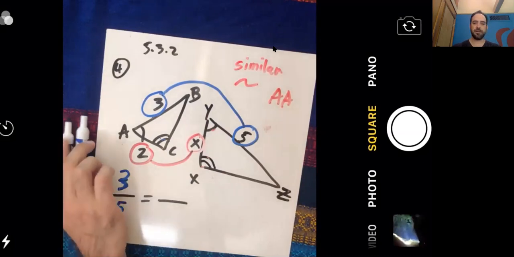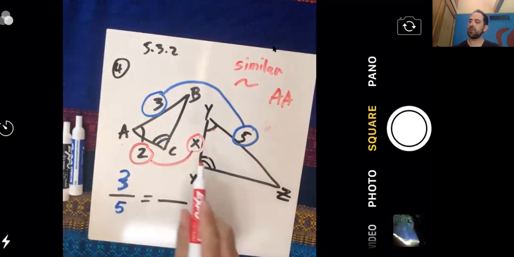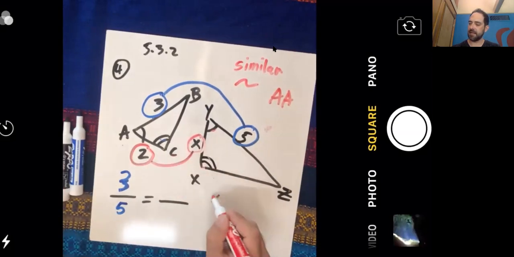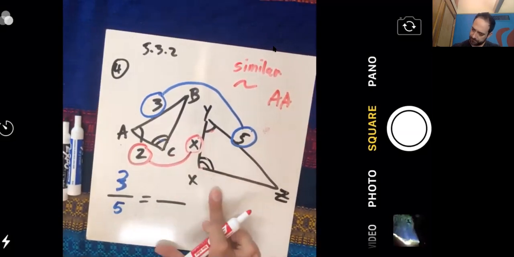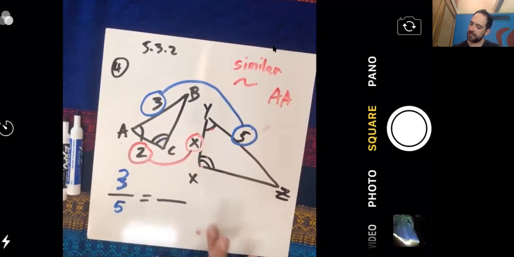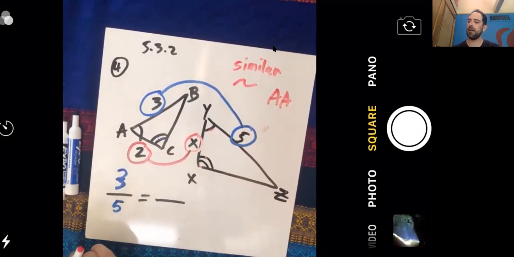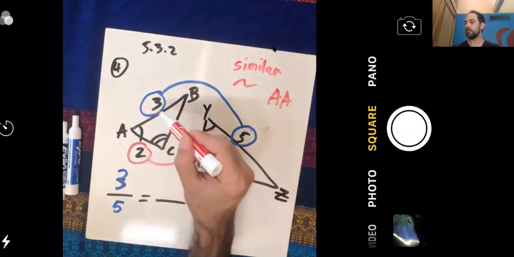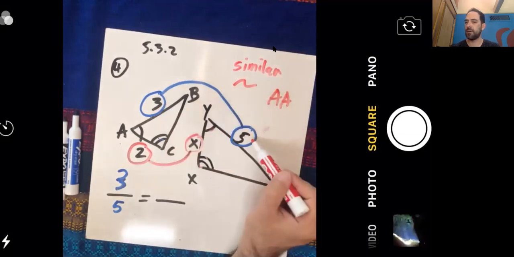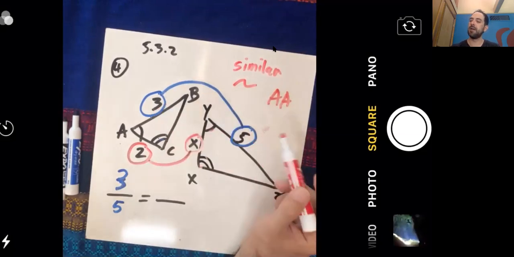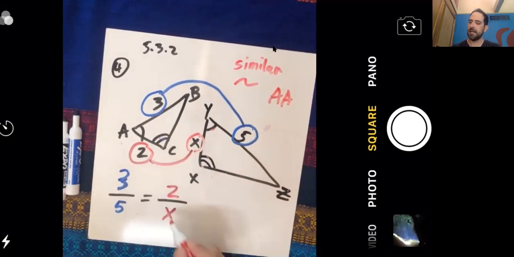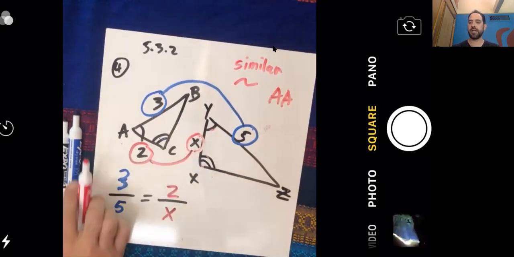Now, we have to relate this, but which one do we put on top? I know I'm going to relate X and 2. Do I put X and 2 like that? No. Just always be consistent. If you're not sure which one to put, follow the same pattern as before. This ratio right here, 3/5, took this triangle first and created a ratio with the corresponding part over here. So we're going to do the same thing. Take this triangle first, 2, corresponding to the side over here, X, and now we have a ratio that we can use cross multiplication and solve.